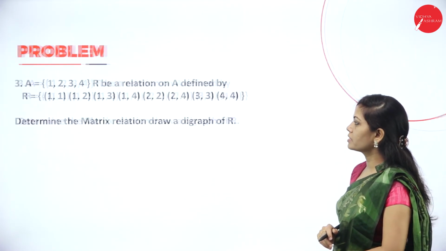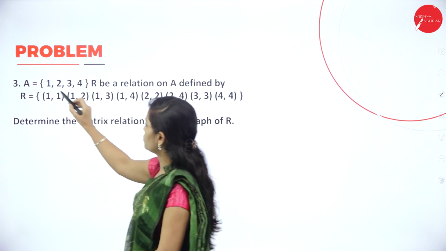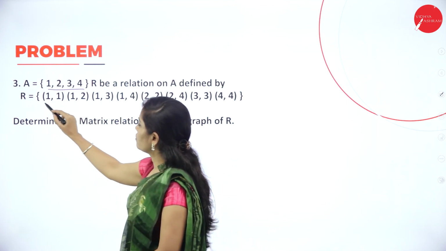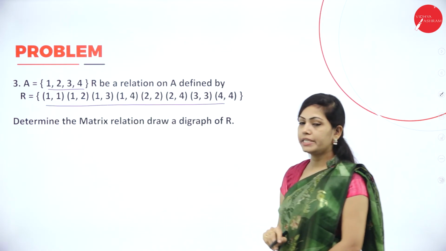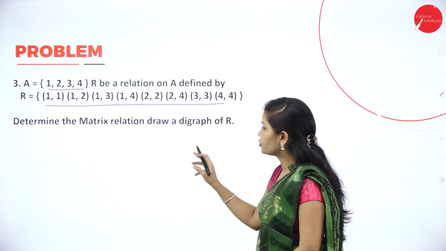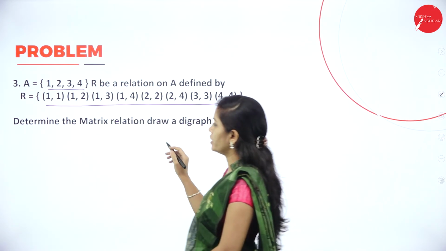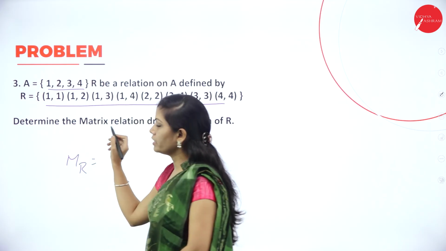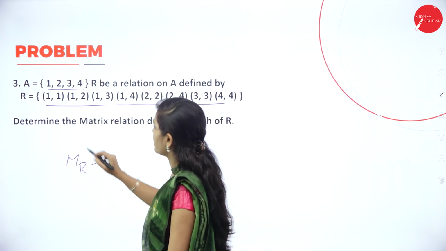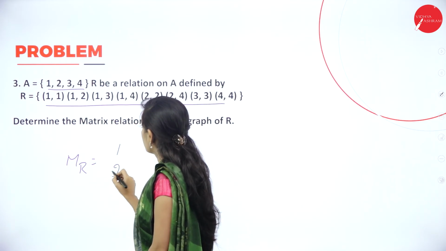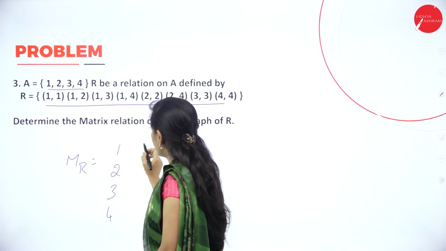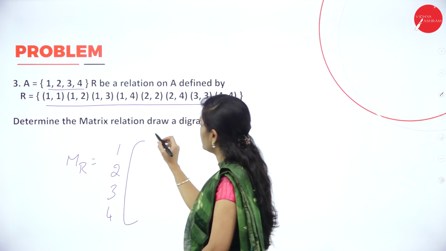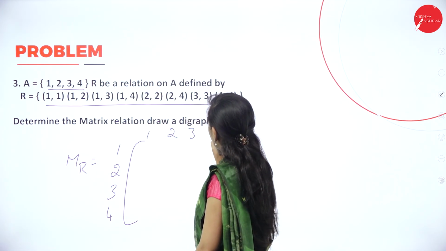And the next problem is, A is equal to 1, 2, 3, 4. R be a relation on A defined by, we have relation R. Determine the matrix relation and draw a digraph of R. So here we have to find the matrix representation and also we have to find the digraph or directed graph. Set A contains 1, 2, 3, 4. So here we have only one set of elements, that is 1, 2, 3, 4 only.